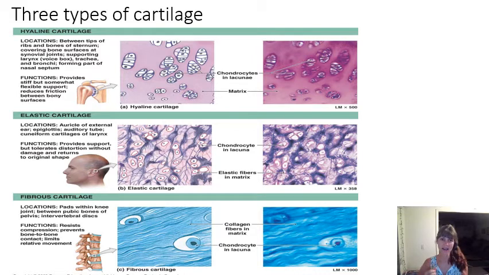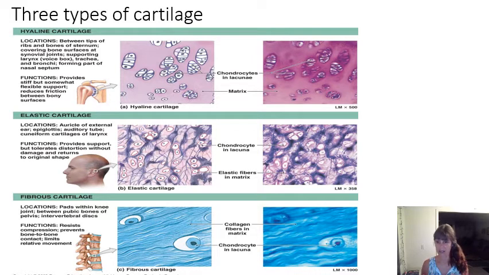We see hyaline cartilage in parts of the larynx, which is the voice box, making up the rings of the trachea as well as the bronchi. Hyaline cartilage provides stiff but flexible support as well as reduces friction between bony surfaces.